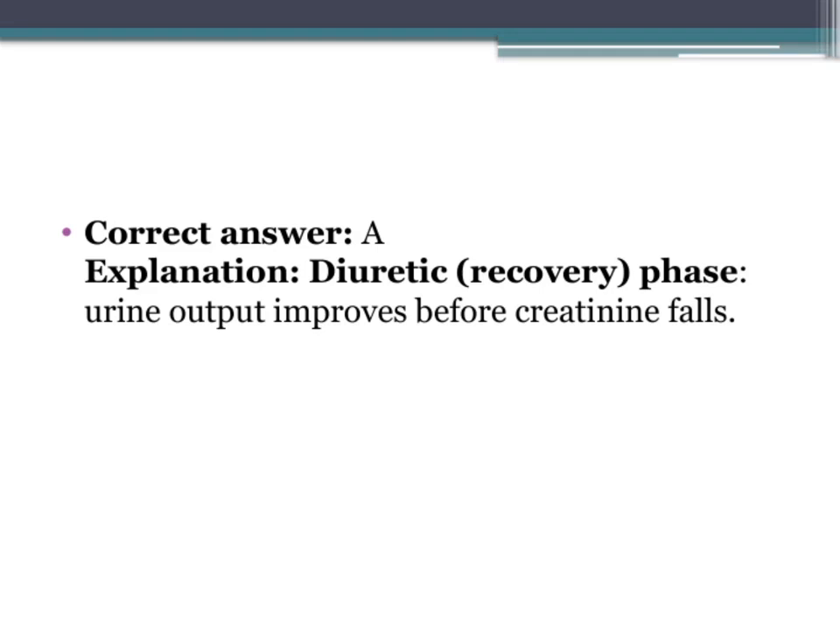Let's talk about the diuretic or recovery phase. During this stage, you'll notice that urine output actually improves before you see a drop in creatinine levels. This is an important point because it indicates that the kidneys are starting to recover, and urine production increases even while the creatinine levels are still elevated. Recognizing this pattern helps us understand that improvements in urine output are an early sign of renal recovery.